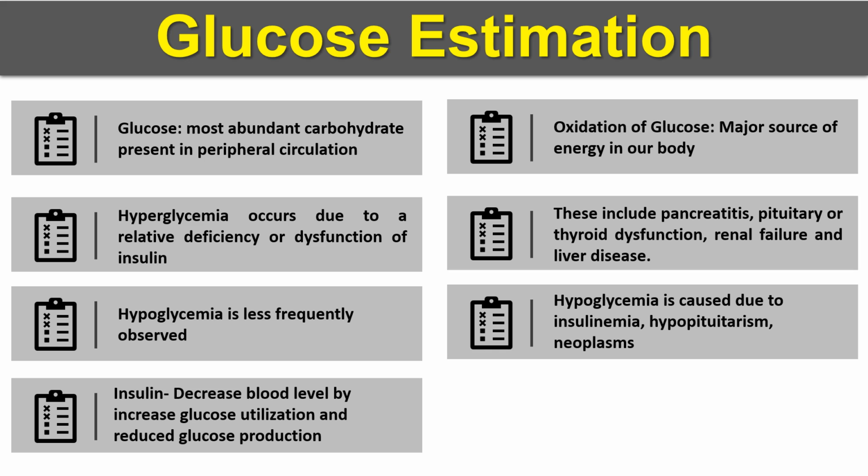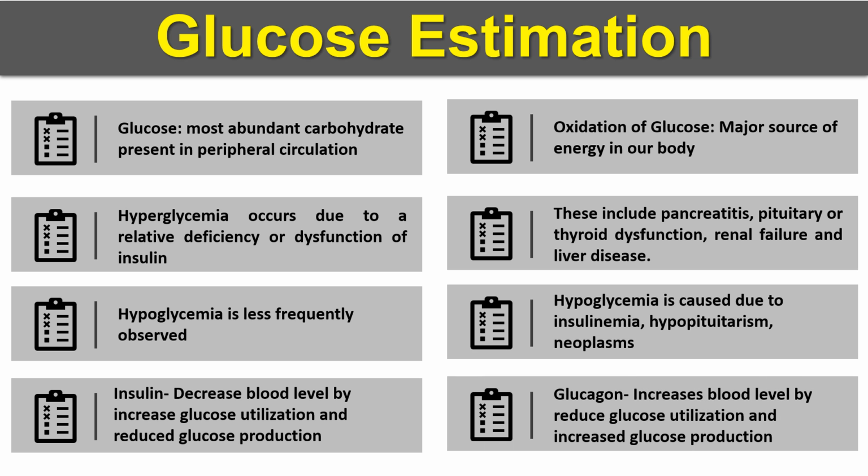We have two different hormones in our body which regulate the glucose level. Insulin decreases blood glucose level by increasing glucose utilization and reducing glucose production. So because of insulin, we utilize more glucose and produce less glucose. Opposite to this, we have glucagon, which increases glucose level in the blood circulation by reducing glucose utilization. So glucose is not utilized and we produce more glucose because of glucagon. Depending on the condition, insulin and glucagon regulate the glucose level of your body.